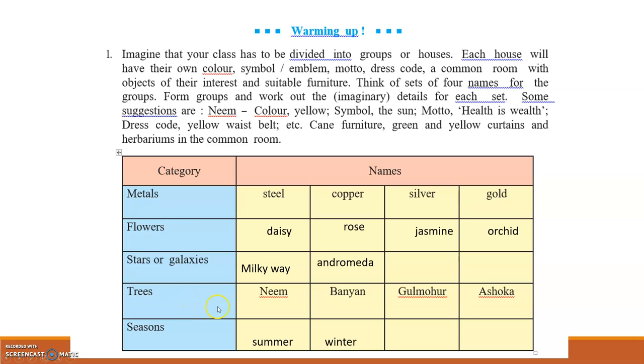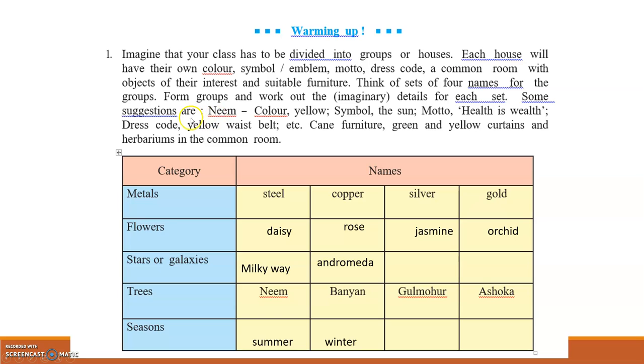The trees are already given. You have neem, banyan, gulmohar and ashoka. And seasons, here I have just put summer and winter. You can put any other 2 seasons of your own, of your choice. Now apart from this table, you can make another table with different categories, okay? Any category it can be.